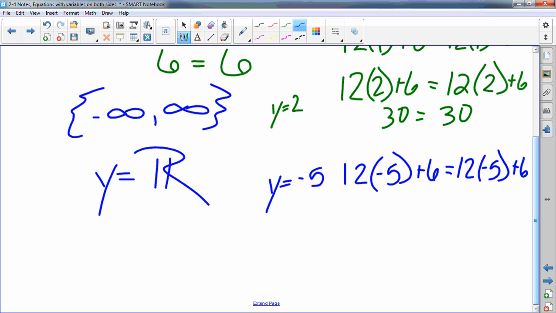What about this squiggly? The squiggly equal sign means about. These would be the answers I would accept.